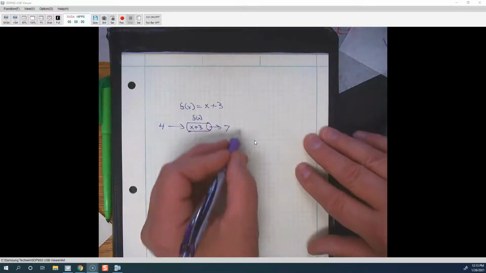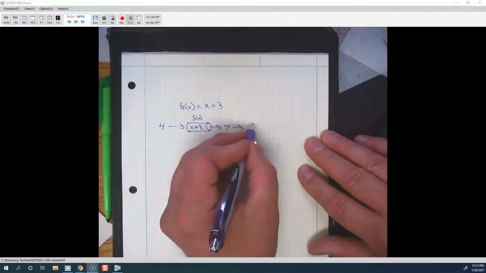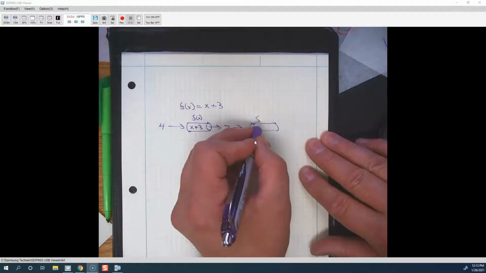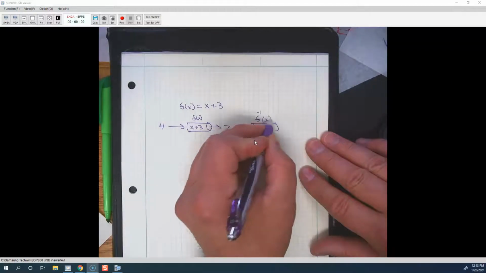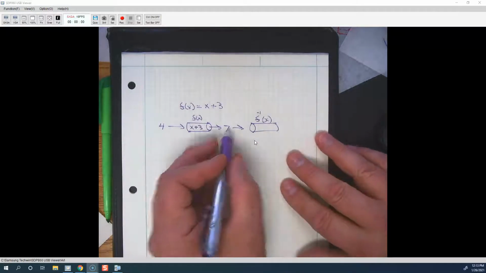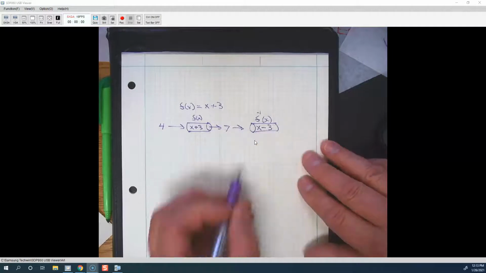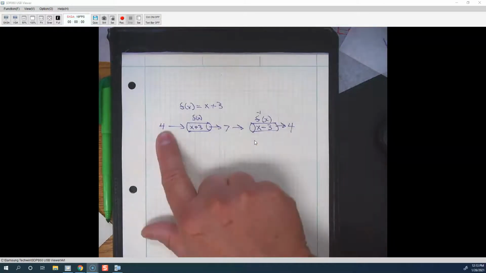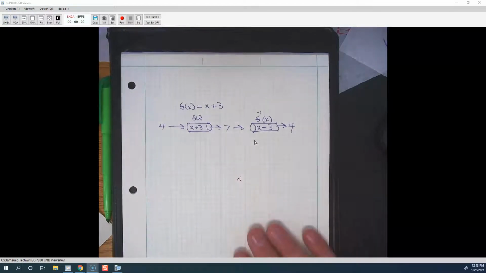Now its inverse takes that 7 and turns it back into a 4. That's what we call the inverse. So if I wanted to take a 7 and change it back to a 4, I'm going to subtract 3. And I end up with what I started with. That's what an inverse does.